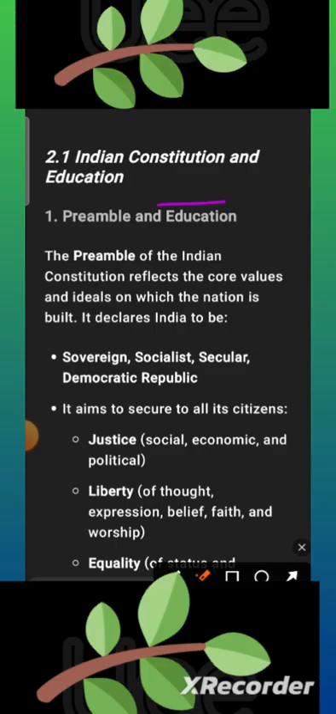It declares India as sovereign. India is free to make its own decisions, including in matters of education. Socialist aims for equitable distribution of resources in education. This means ensuring equal opportunity and reducing disparities.